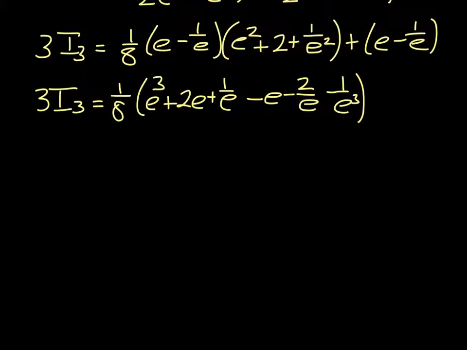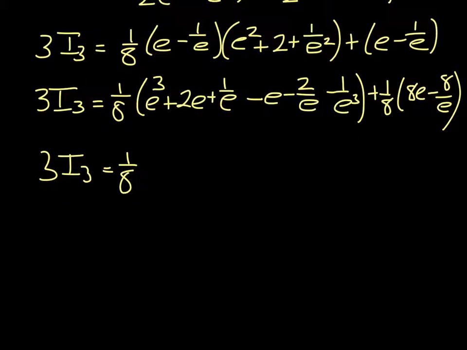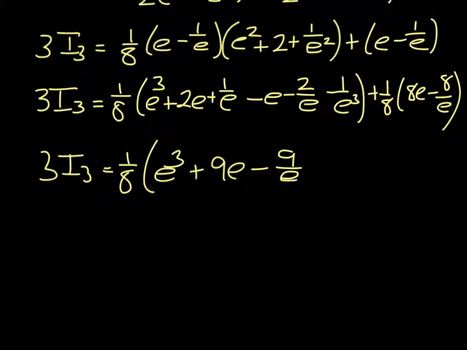In my second bracket, I'm going to make it a plus 1/8 times 8e minus 8 over e. So 3 I3 equals 1/8. I only have one e cubed term, but I have 2e minus e, which is e, plus 8e, so I'm going to have plus 9e. I have 1 over e minus 2 over e, so that is minus 1, minus 8 over e, so I have minus 9 over e. And then we have a minus 1 over e cubed.